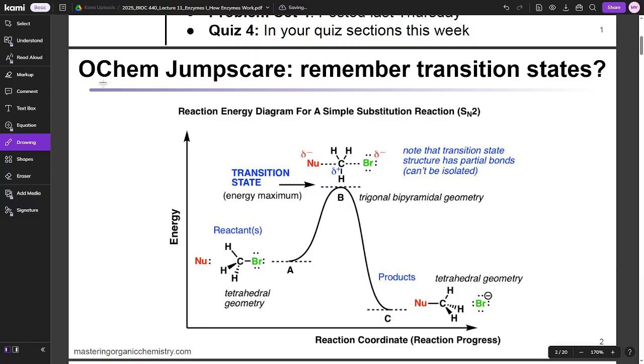So start with this, right? So if you know your OChem, this should be really simple. If you don't, it's okay. It takes a bit of time. You'll get it once you take a look at it.